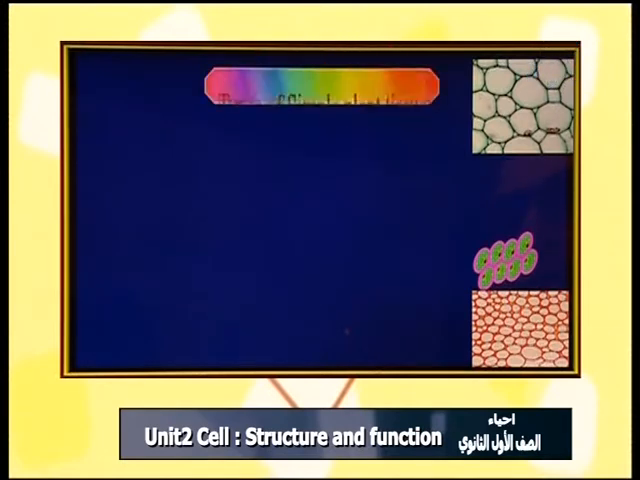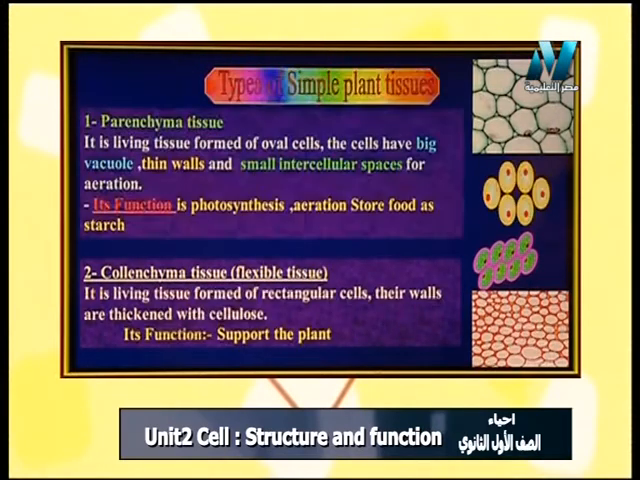We will start with the simple tissue and see what we have in simple plant tissue. I have 3 types of simple plant tissue: parenchyma, collenchyma and sclerenchyma. The parenchyma tissue is a living tissue or living cells. The cells are oval in shape. The cells have big vacuoles, thin walls, and small intercellular spaces for aeration.